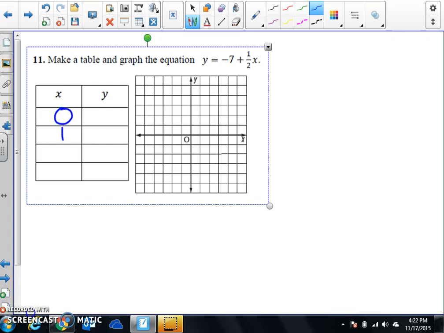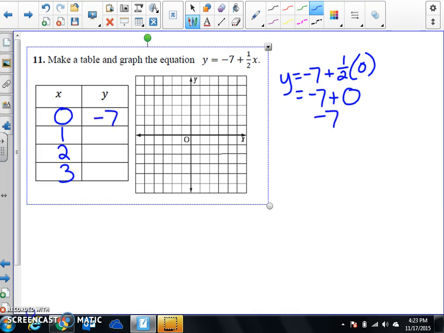I'm going to use my 0, 1, 2, 3. Okay, so then I plug in up here. y equals -7 plus 1/2 times 0 equals -7 plus half of 0 is 0. So -7 plus 0 is -7. Now here's where it gets a little sneaky. If I put a 1, it gets really confusing because now I've got to take -7, 1/2 times 1 is 1/2, and then -7.